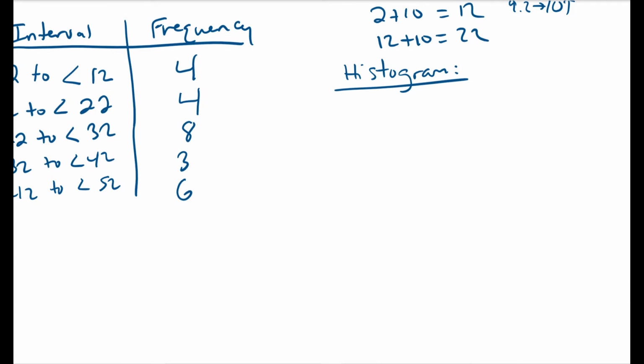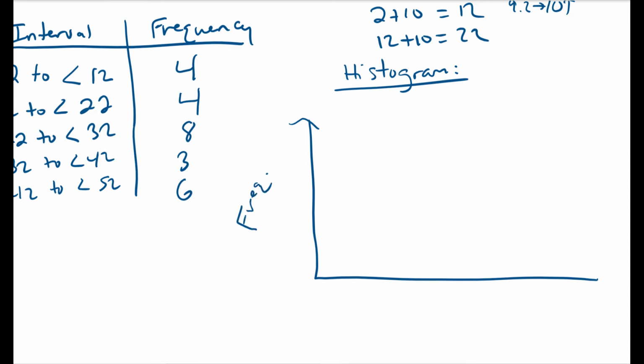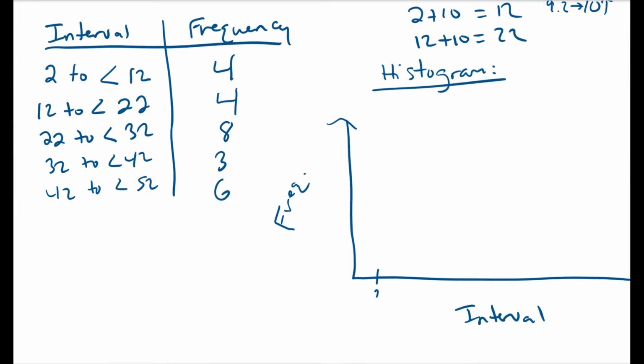For our histogram, we need our frequency on the y-axis and our interval on the x-axis. When we do this, we form sort of like an L. We use this to get our numbers: 2, 12, 22, 32, 42, and 52. And these are called our classes, by the way, our intervals or classes.